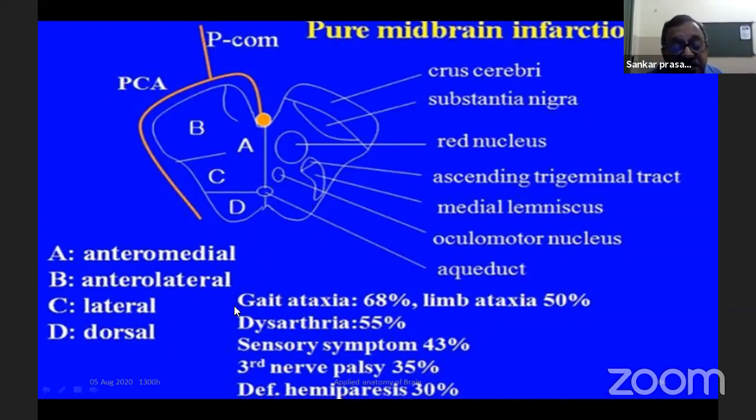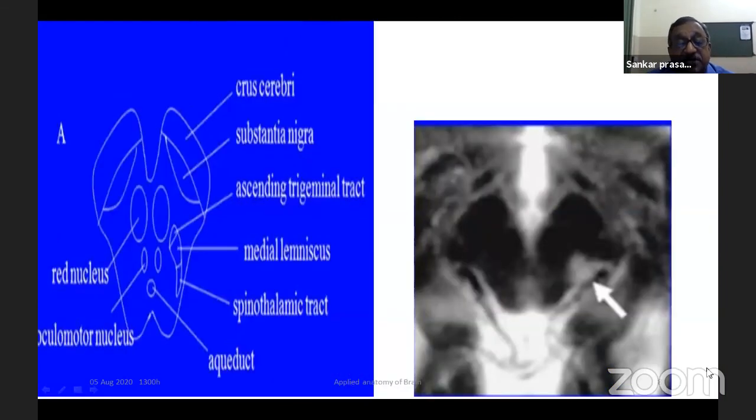So the disturbances that are observed in midbrain problems, because it is controlling various tracts that are passing through to the brain from the cerebellum, are gait ataxia, limb ataxia, dysarthria, sensory symptoms, and third cranial nerve involvement. So 4-4-4. The midbrain also has 4 bumps, that is the superior colliculi and inferior colliculi. The superior ones are related to vision and the inferior related to audition. So there is a third nerve palsy and hemiparesis in this case.